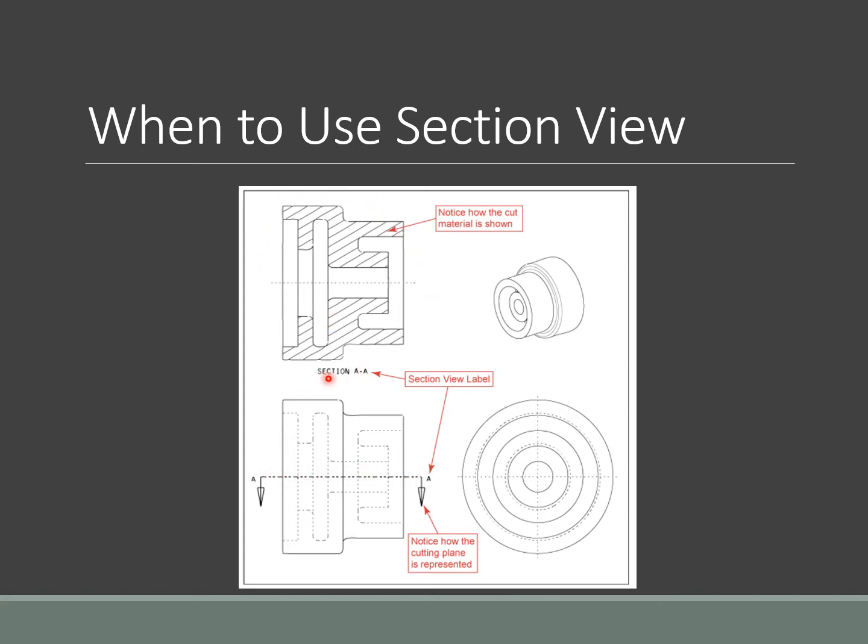So here's what that section view will look like, and we'll label it alphabetically. We'll start with AA, and so you'll see this is labeled section AA. Typically we don't label our views, like we don't label our front, top, or right side view, but we'll label our section view. So now I can see inside the part, and that cross-hatching will represent where there's actually material. The empty space represents where there are voids in the part.